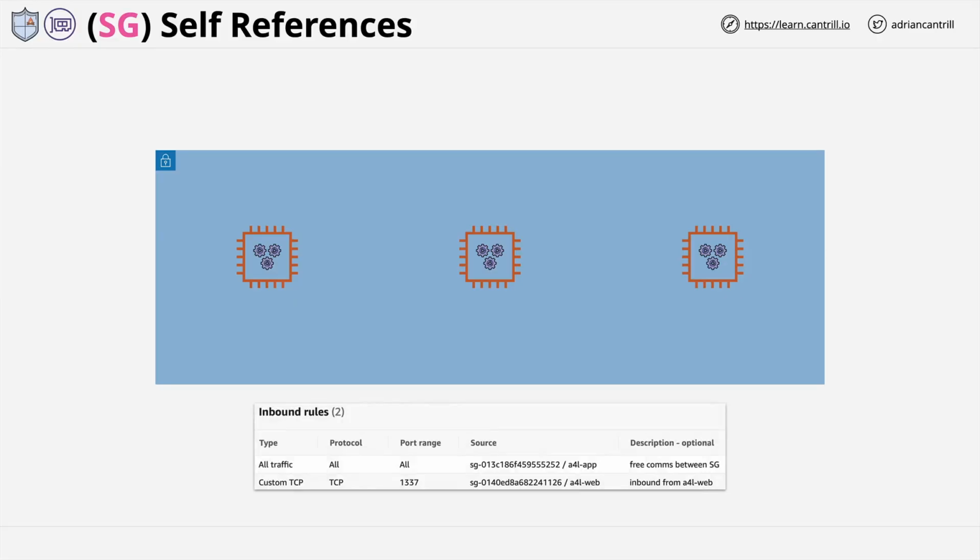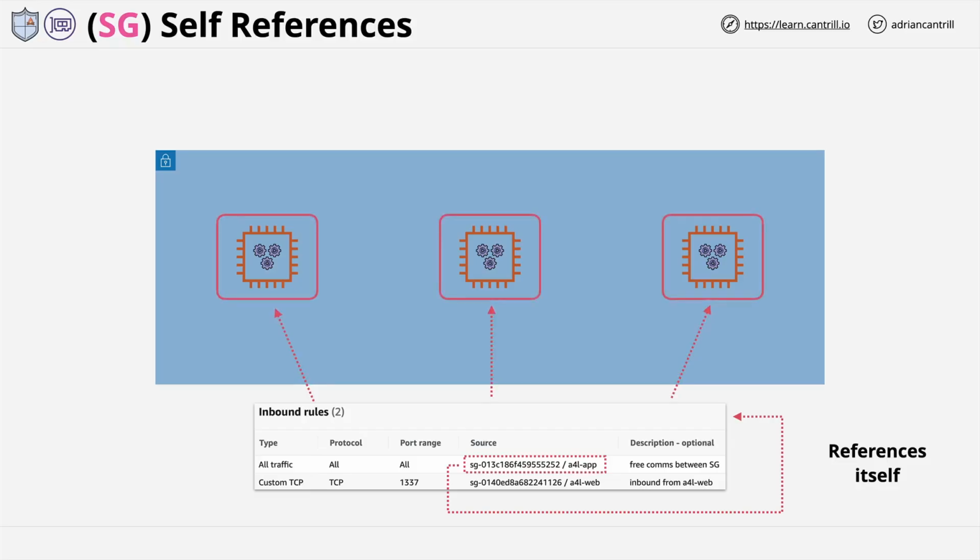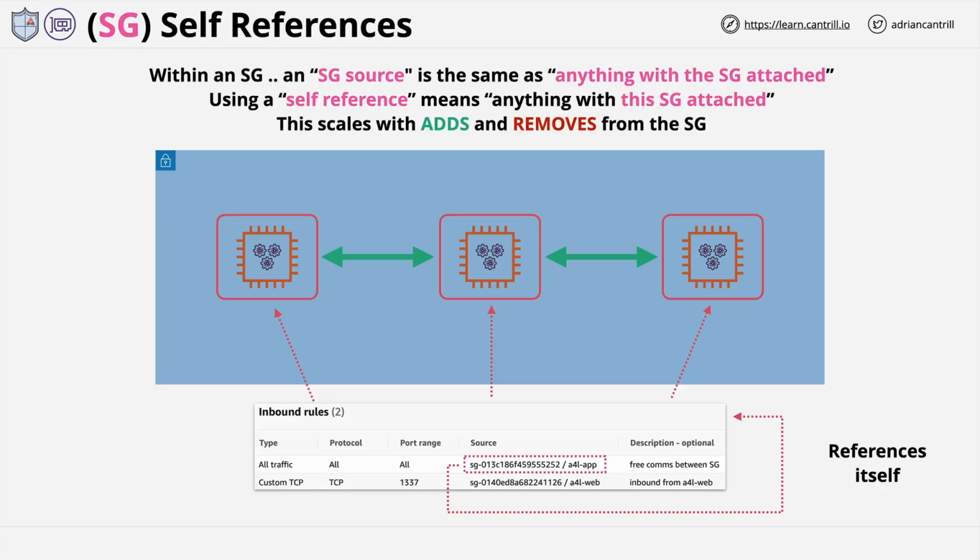This one allows incoming communications on TCP port 1337 from the web security group, but it also has this rule, which is a self-referential rule allowing all traffic. What this means is that if it's attached to all of the instances, then anything with this security group attached can receive communication, so all traffic, from this security group. And this effectively means anything that also has this security group attached to it. So it allows communications to occur to instances which have it attached from instances which have it attached.